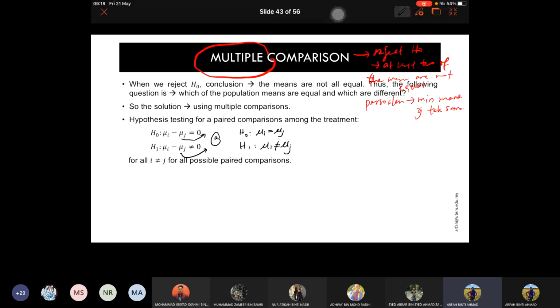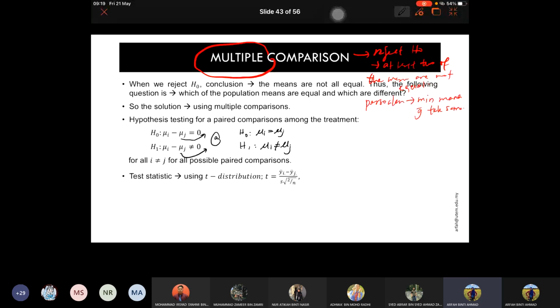Okay. It means I cannot equal J. If I equals J, that means mu4 equals mu4, so that one cannot be done. That is why I cannot equal J. Maybe I equals 2, J equals 4. So it becomes mu2 equals mu4 versus mu2 does not equal mu4.